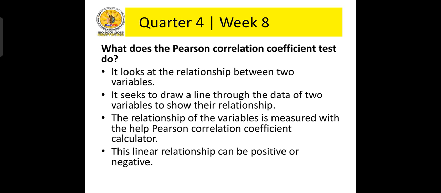What does the Pearson correlation coefficient test do? First, it looks at the relationship between two variables. It also seeks to draw a line through the data of two variables to show their relationship. The relationship of the variables is measured with the help of Pearson correlation coefficient calculator. This linear relationship can be positive or negative.